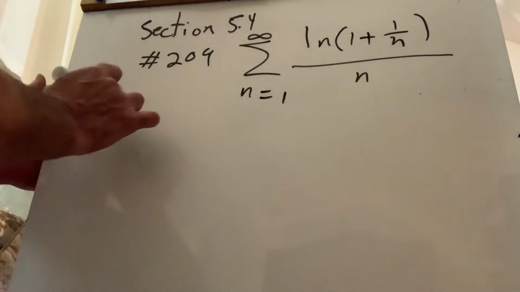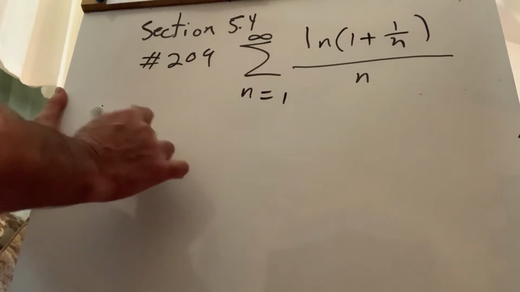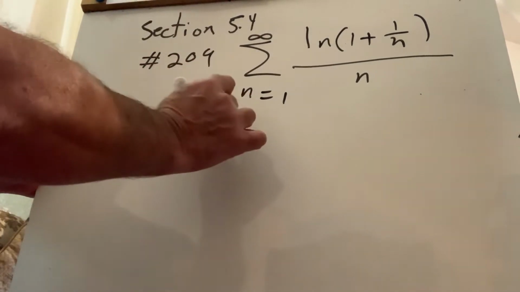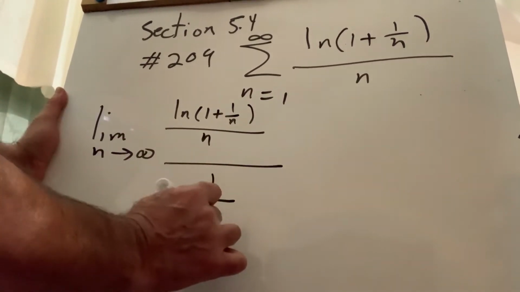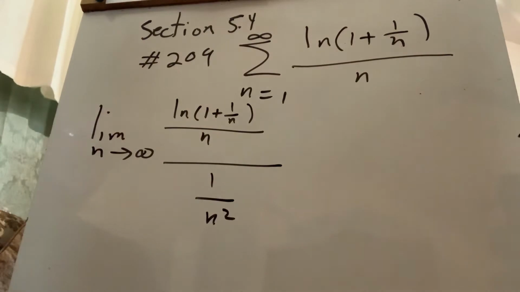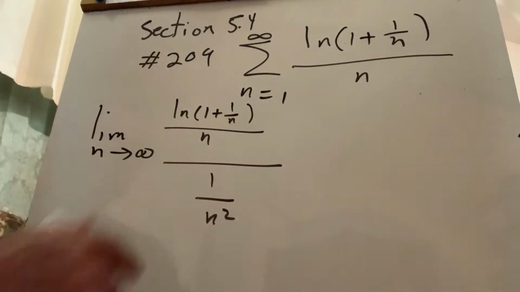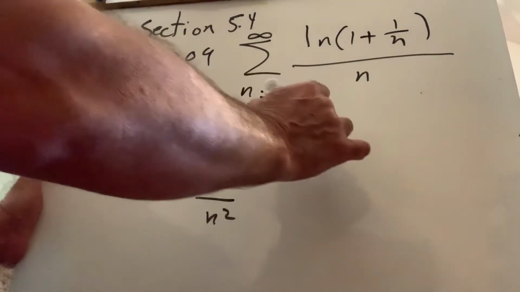So I'm going to look at the limit as n approaches infinity of our series, ln of 1 plus 1 over n, all over n, and then all over 1 over n squared. Now, if we get a limit here, or we get 0 here, then by either part 1 or part 3, I believe, we have a convergence of our series, because we know that the p series 1 over n squared converges, okay?